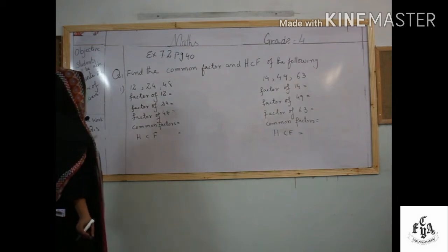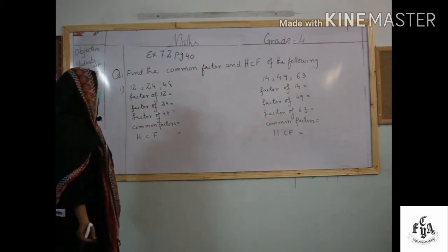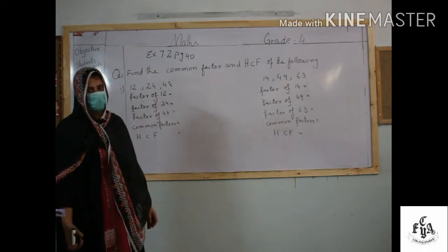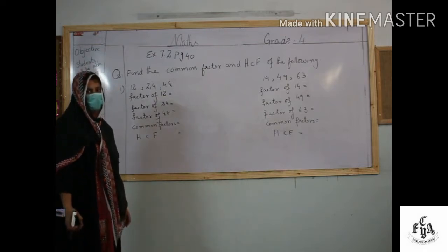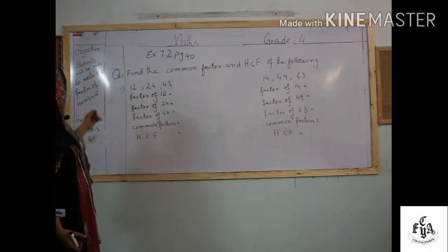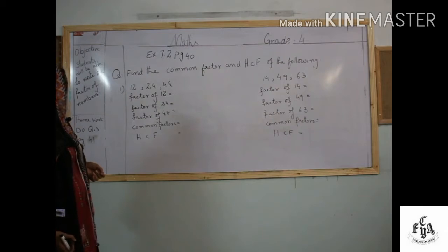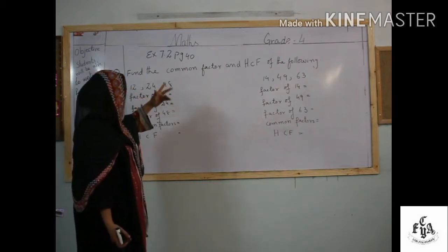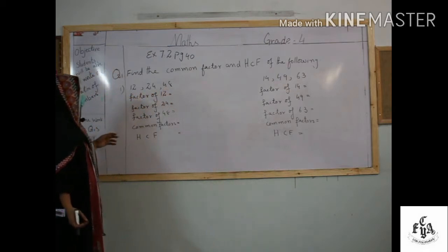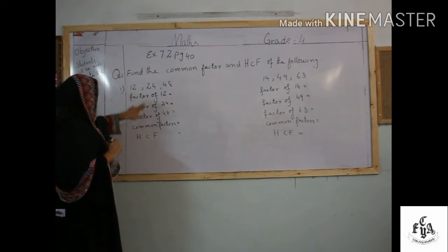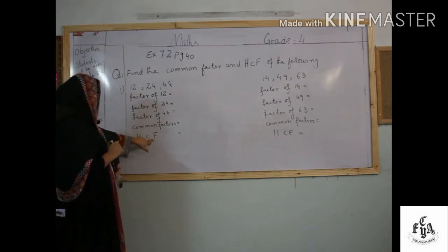Now we will start exercise 7.2 on page 40. That is about HCF. HCF means highest common factor. We did our previous exercise 7.1. In that exercise we did factor of given number and also common factor. So here we will write common factor and then highest common factor.